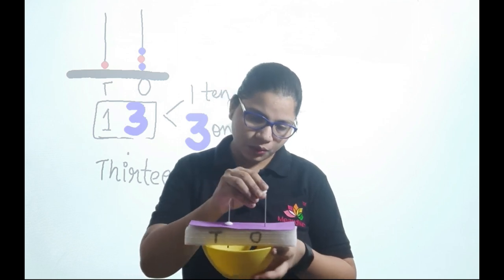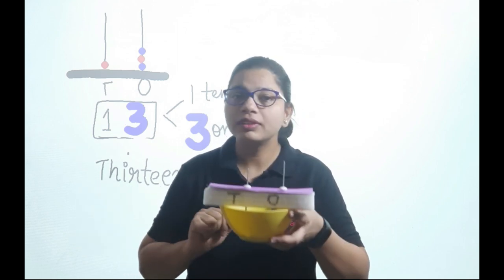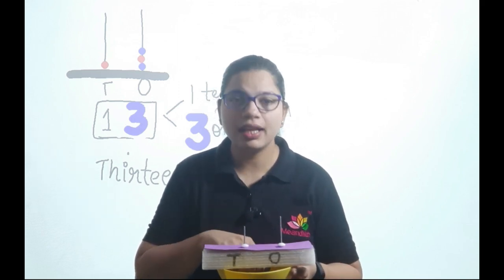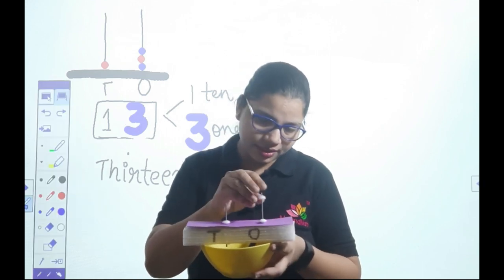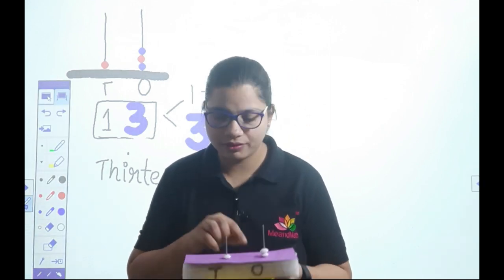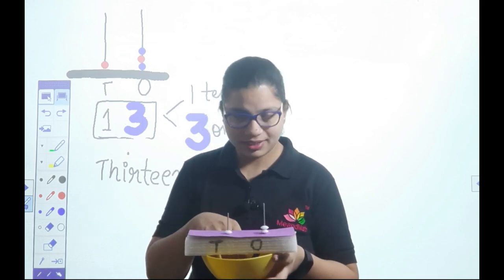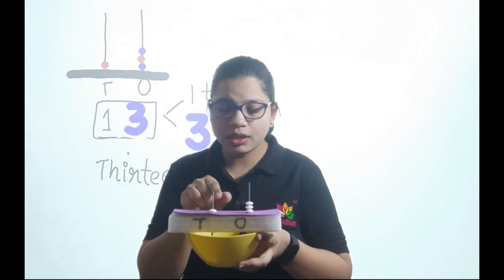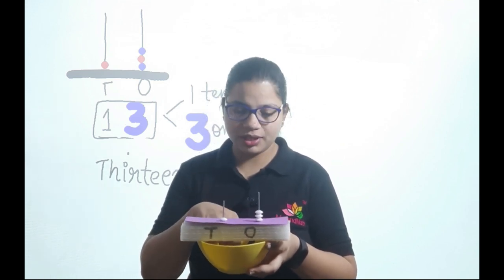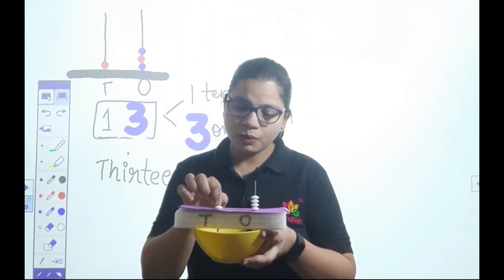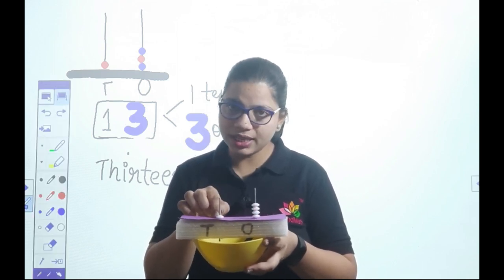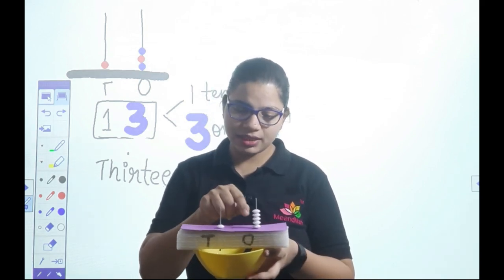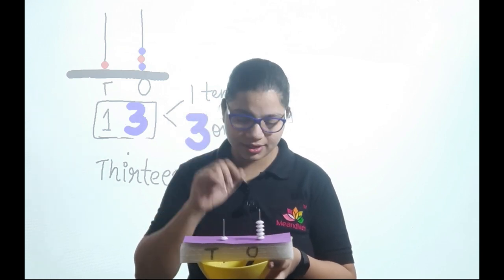If I place 1 bead here, it is 1 tens, 1 ones. That means 1, 1, 11. Correct. 1, 2, 12. 1 tens, 2 ones. Good. 1, 3, 13. 1 tens, 3 ones. Goody. Again, 1, 4, 14. 1 tens, 4 ones. Right? 1 tens, 1, 2, 3, 4, 5 ones. 15.